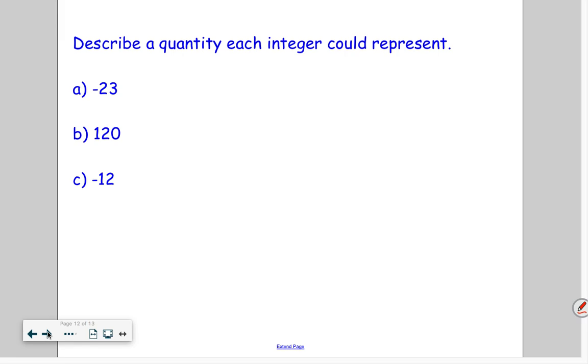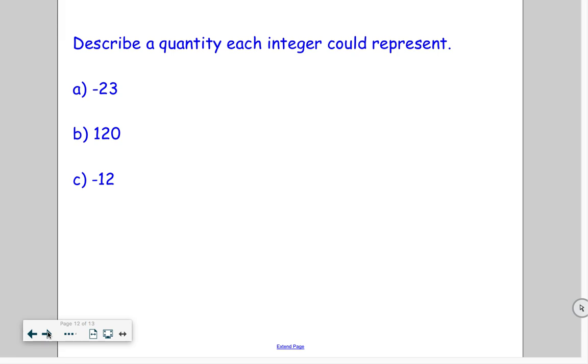January's right around the corner, and we live in Minnesota. Minus 23 degrees. Yeah, -23 degrees Fahrenheit outside. It's not too far away. Pick one of those scenarios, or a similar scenario, and record it into your notes.